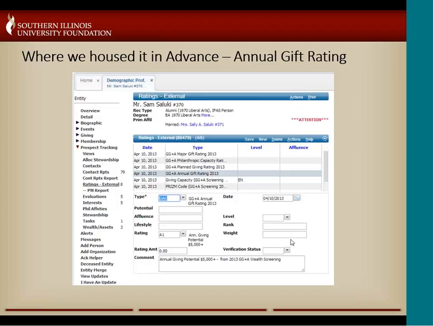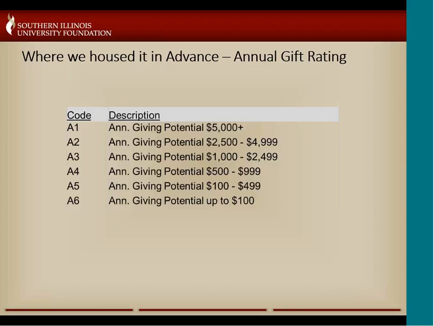We also got an annual gift rating. And you can see that Mr. Sam Saluki and his wife Sally were rated with an annual giving potential of $5,000 plus, which I believe is the top level. And so you can see the different coding scheme we have there. Someone could be up to a $100 annual giving prospect, all the way up to $5,000 plus. And we've used that for some segmentation in our annual fund calling.